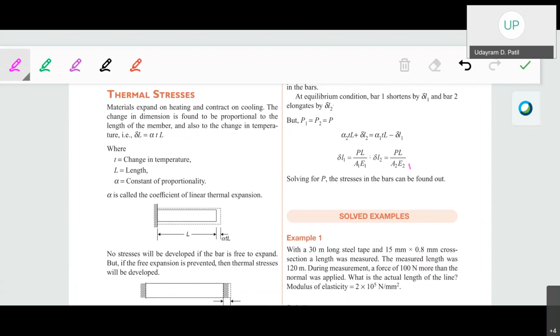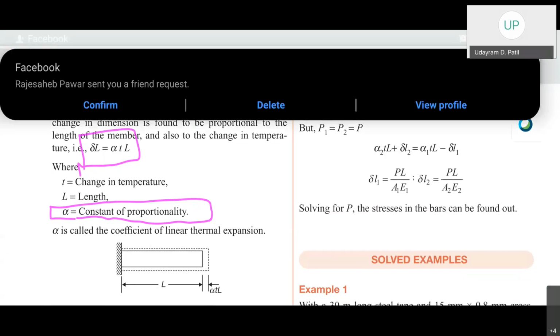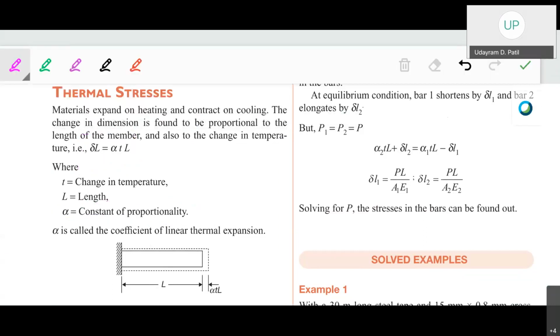Okay, now the elongation or the contraction of that particular member can be calculated by the formula delta L, that is the change in length, equal to alpha T L, where alpha will be the constant of proportionality, the thermal constant, as you call it. T will be the time for which that particular member is cooled or exposed to the heat, or the cooling nature. And the length L is the original length of the member.